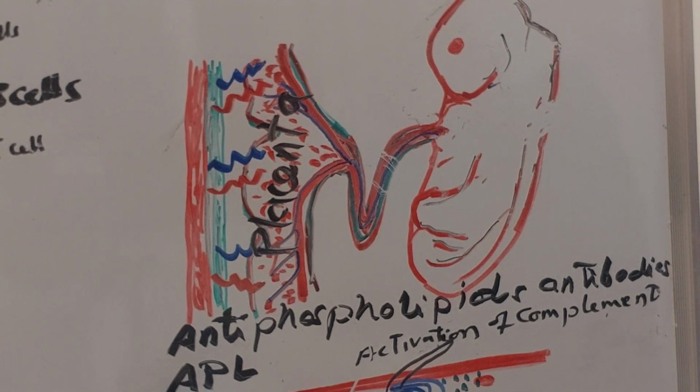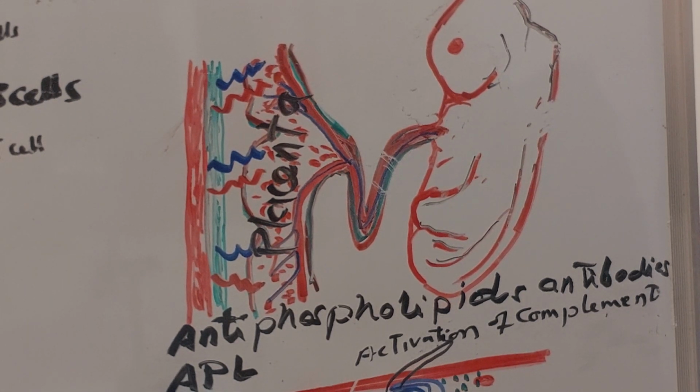And so it may be associated with recurrent miscarriage, and it may be associated with other autoimmune disorders, for example SLE. So when it occurs alone, we call it primary antiphospholipid syndrome. However, when it is associated with SLE, we call it secondary antiphospholipid syndrome.